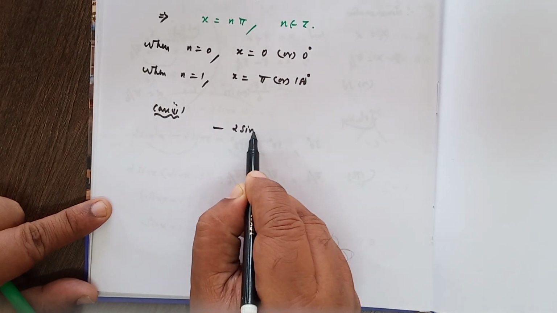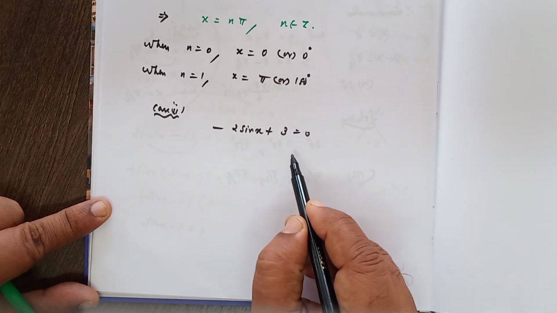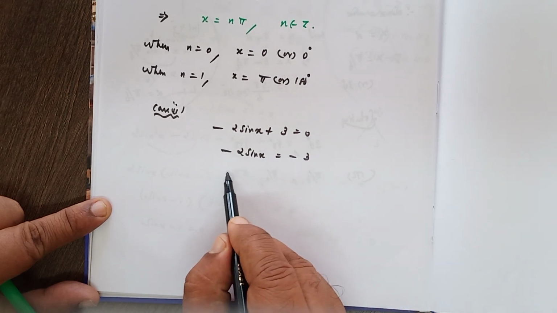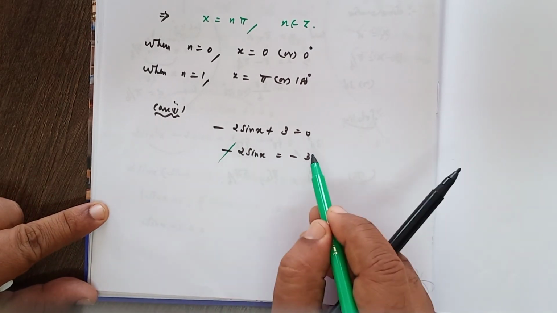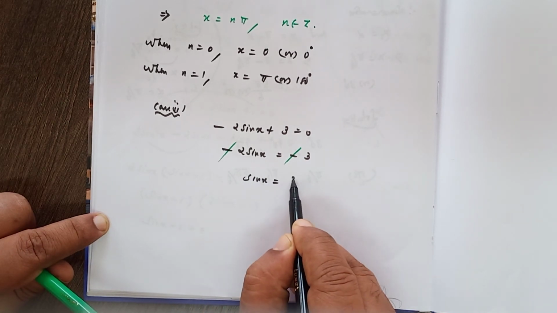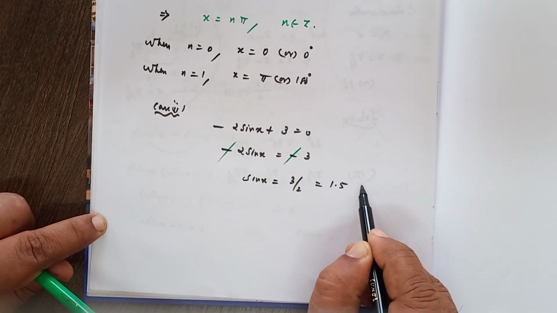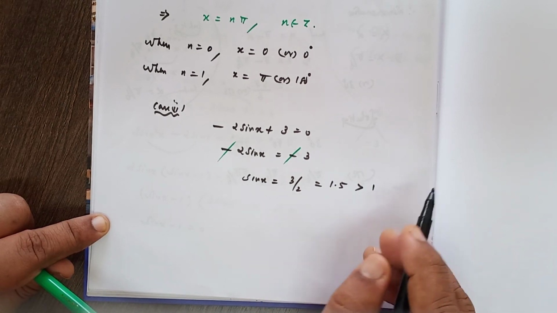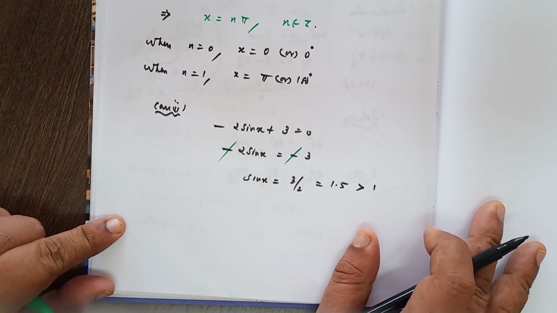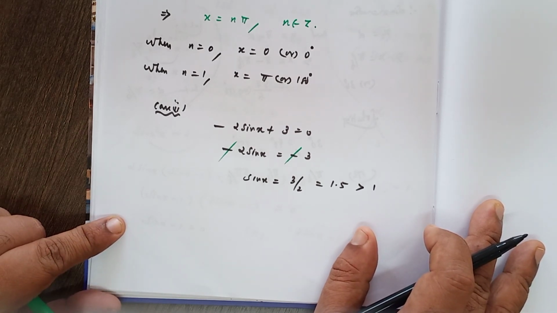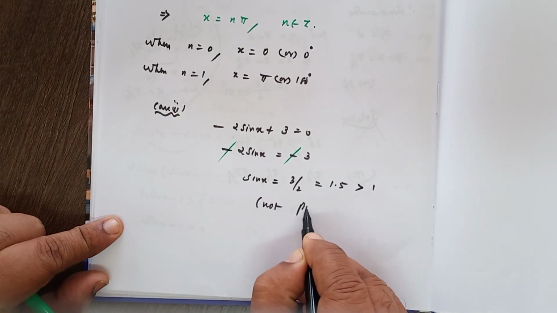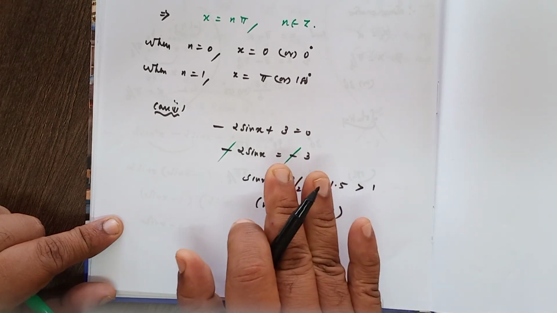We have minus 2 sin x plus 3 equal to 0. So minus 2 sin x is equal to minus 3 on the right hand side. Both minus get cancelled. So sin x is equal to 3 by 2. 3 by 2 is 1.5, which is greater than 1. Not possible, because the sin x value lies from minus 1 to plus 1. The least value is minus 1, the highest value is plus 1 only. This is not possible, so we cannot find a solution in this case.